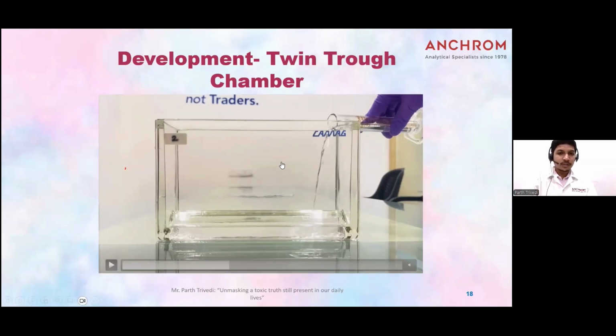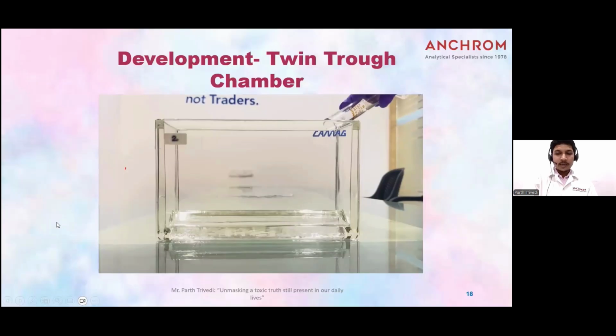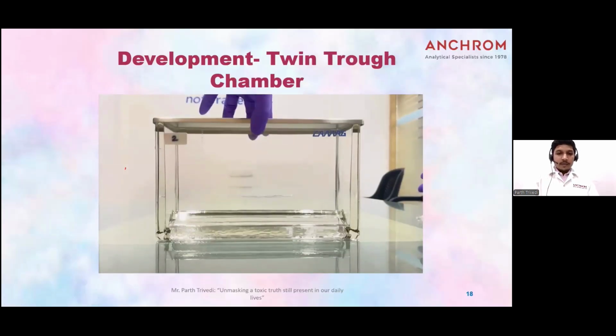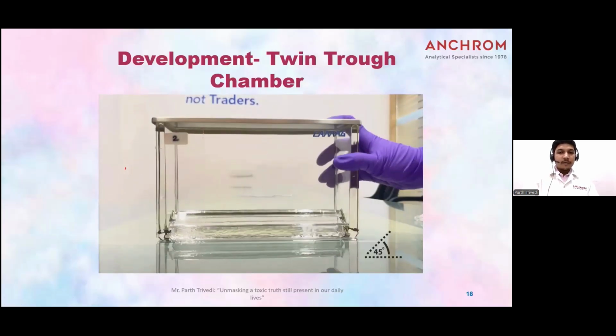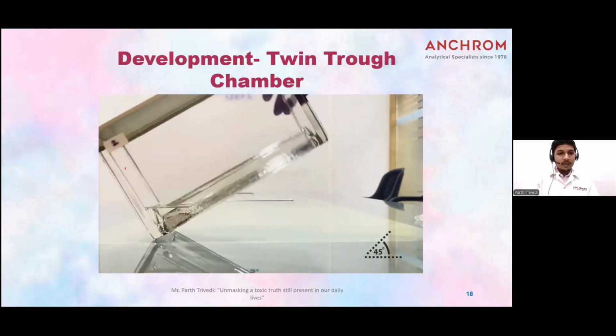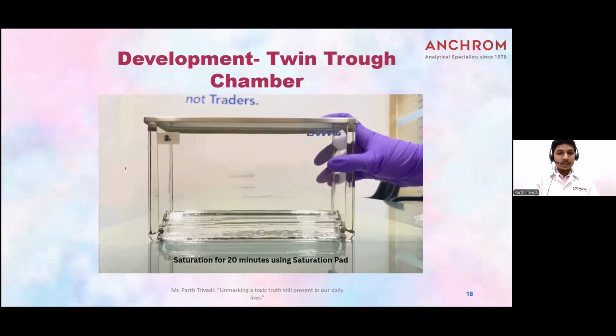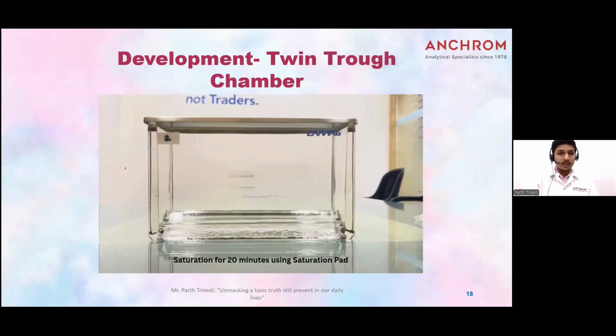so that it can completely make a nice gaseous chamber, so your bands become properly visible. You can see we have poured 20 ml in it, covered the lid, tilted it at 45 degrees, separated it by 10 by 10 ml in the front end, and saturated for 20 minutes using the saturation pad.